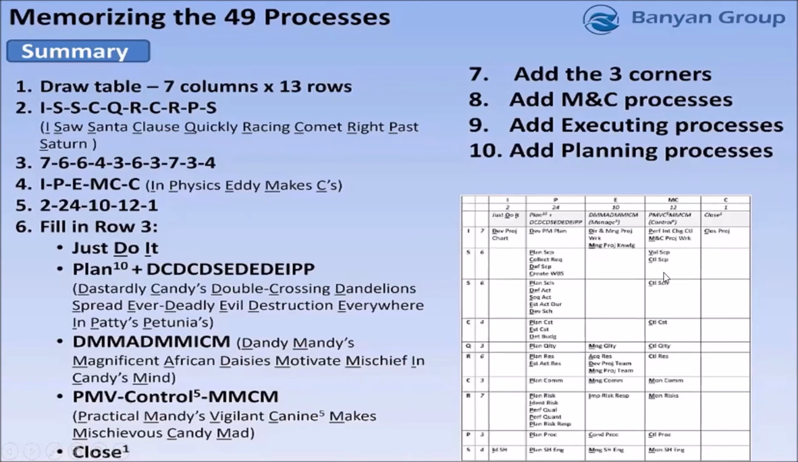What does this mean? You control schedule, you control cost, you control quality, you control resource, and you control procurement. If this confuses you, MMCM: between the 3 Ms, you have one C. The mnemonic is Practical Mandy Vigilant Canis make mischievous Candy mad.